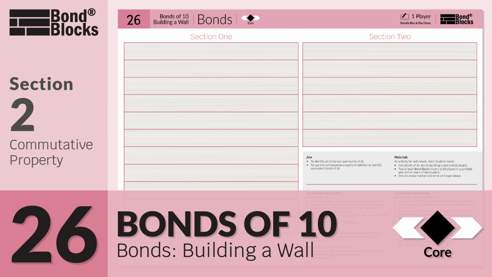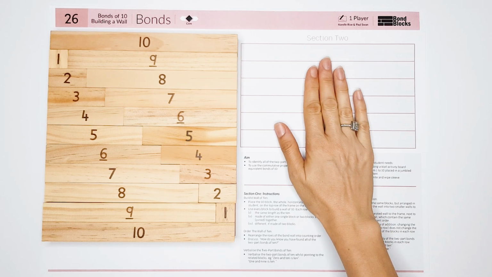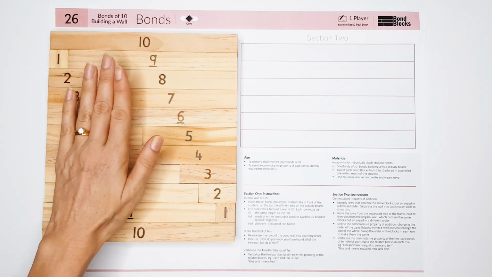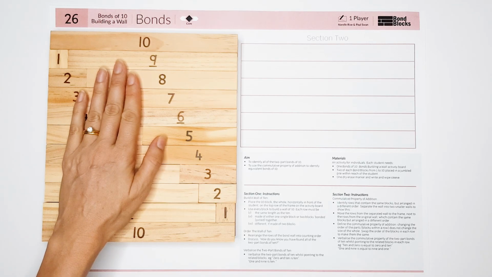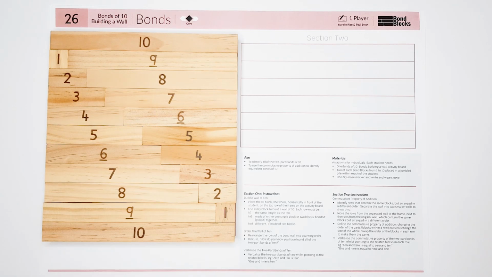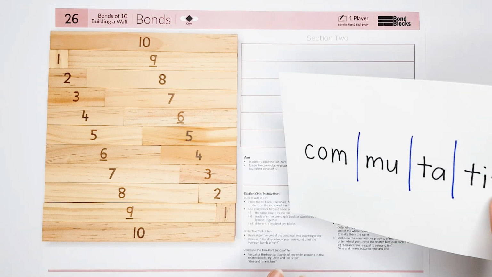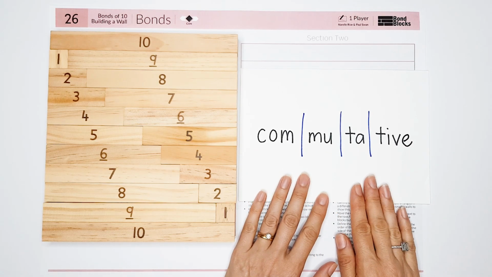Welcome back to Activity 6, Section 2, the commutative property of addition. This is Section 2 of Activity 6. Today we're going to be using the wall of 10 we made in Section 1 to learn about the commutative property of addition. It's quite a long word.